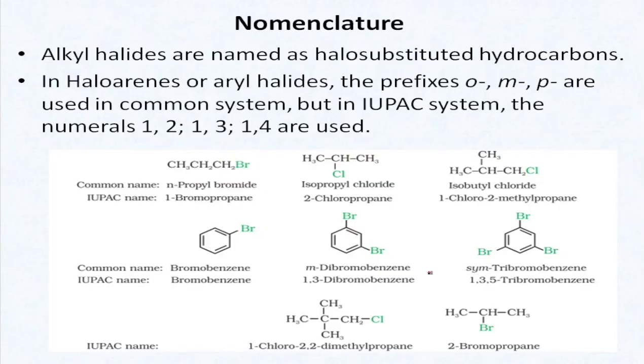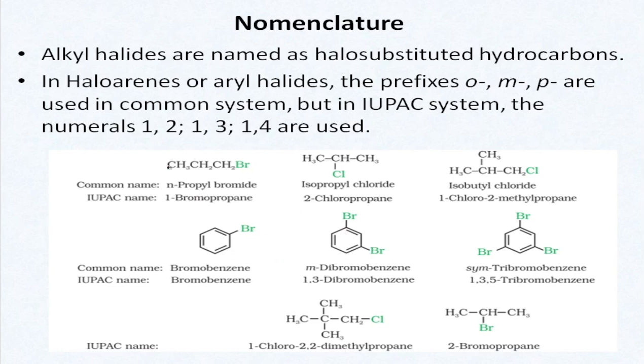Nomenclature: alkyl halides are named as halo-substituted hydrocarbons. In haloarenes or aryl halides, the prefixes ortho, meta, para are used in the common system, but in the IUPAC system the numerals 1,2, 1,3, and 1,4 are used.